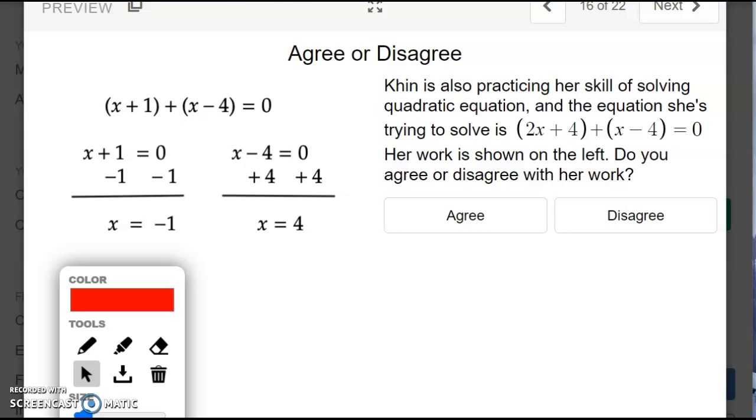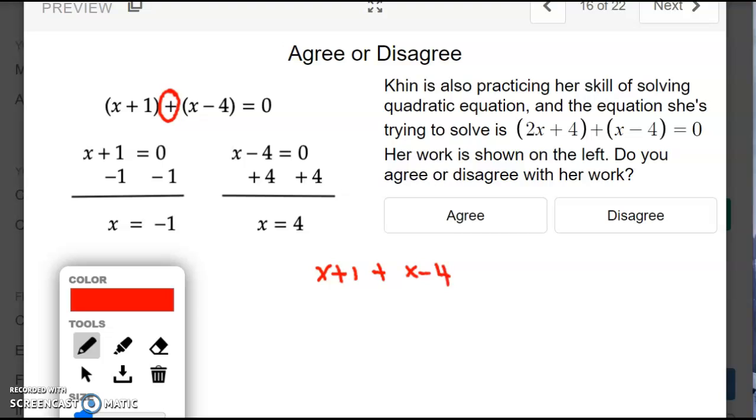Keen is also practicing her skill solving quadratic equations, and the equation she's trying to solve is 2x plus 4 in parentheses plus x minus 4 is equal to 0. Her work is shown on the left. Do you agree or disagree with her work? What is the difference? We have this plus sign right there. That means this parenthesis is not multiplying the second parenthesis to give 0. What this is actually is just the same as 2x plus 4 plus x minus 4.